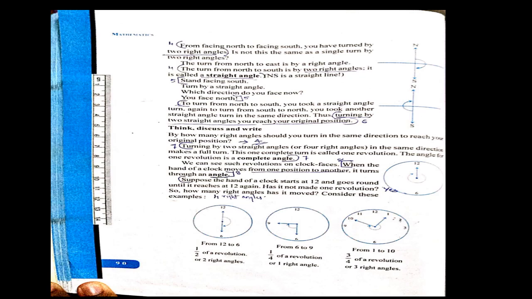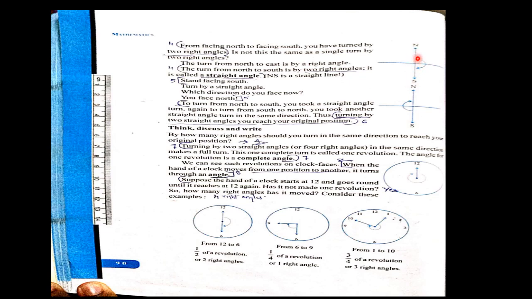Now children, fourth point is from facing north to facing south, you have turned by 2 right angles. Children, see the figure, here north and here south. So here from reaching from north to south, you are turning 2 right angles. Okay. Now the turn from north to east is by a right angle. So from north to east, it is one right angle. East to south also one right angle. So from north to south, 2 right angles, and 2 right angles is called a straight angle.